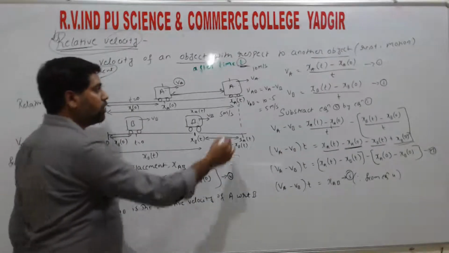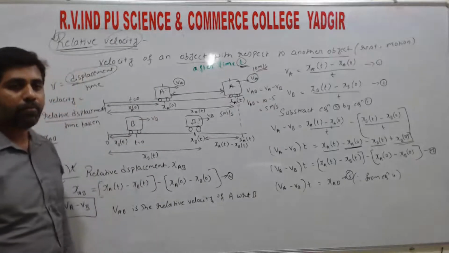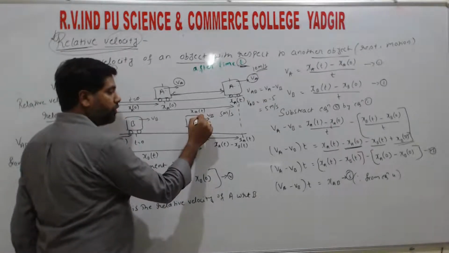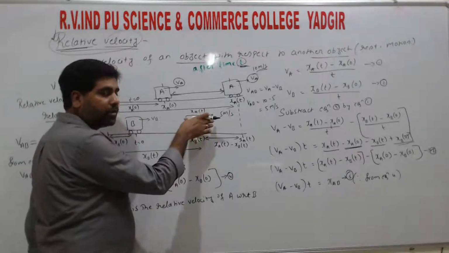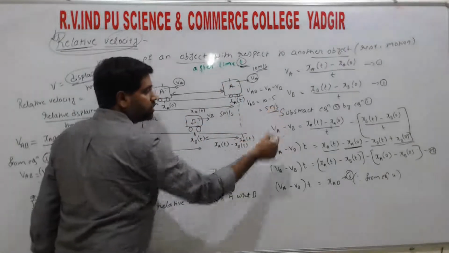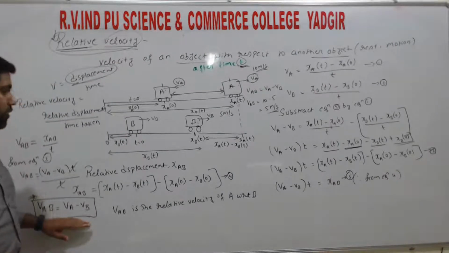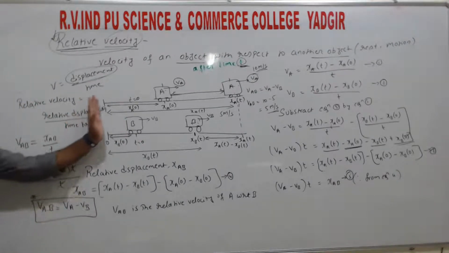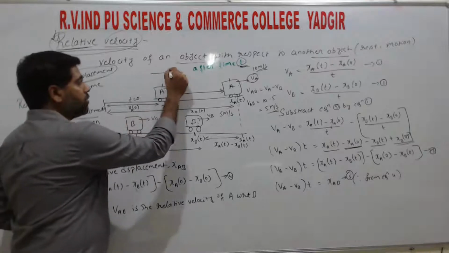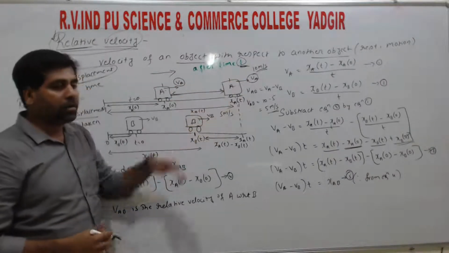But the actual velocity of object A is how much? 10 meters per second. But the relative velocity with respect to B, comparing the velocity of A with respect to B, is 5 meters per second. So this is a very important relation when both objects are moving in the same direction. In the same direction means VA minus VB.